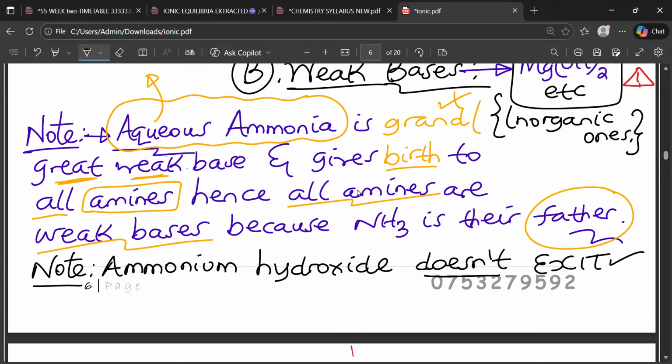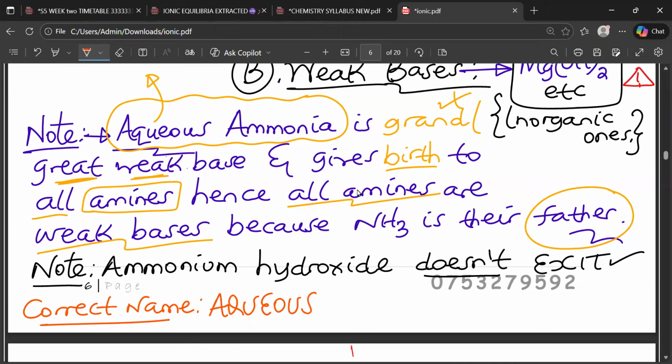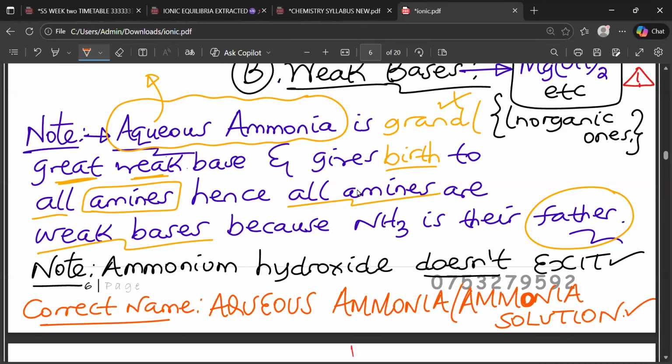Then what is the correct name? If you really want to mean that ammonia is acting as a base or ammonia is in solution, it is aqueous ammonia or ammonia solution. You know aqueous means solution.